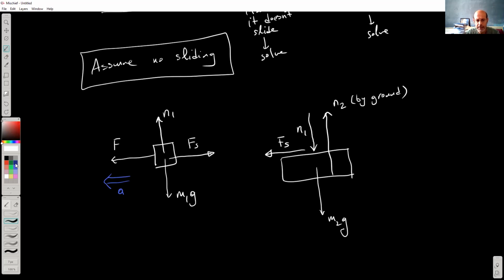Okay, just keep in mind that these two forces, right? The static friction force is the force between these two blocks. So as a result, if one is applied, then a force of equal magnitude but opposite direction should be applied to the other one. Similarly, it's the same for the normal force.